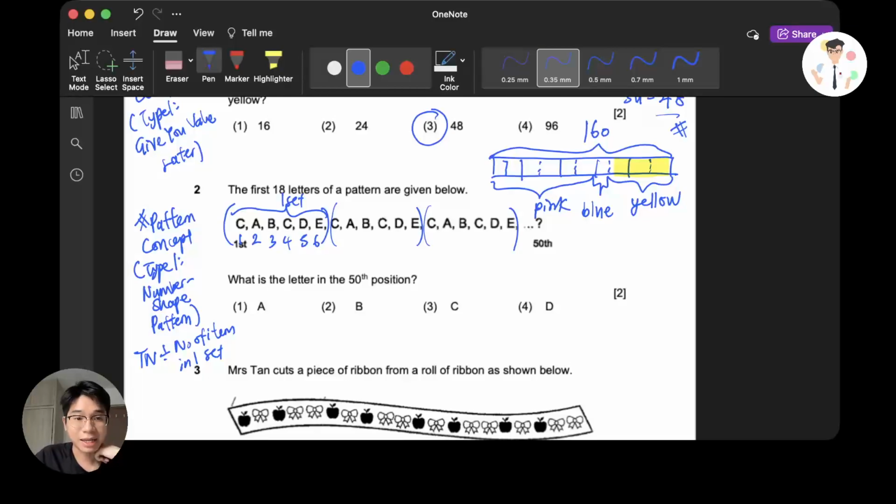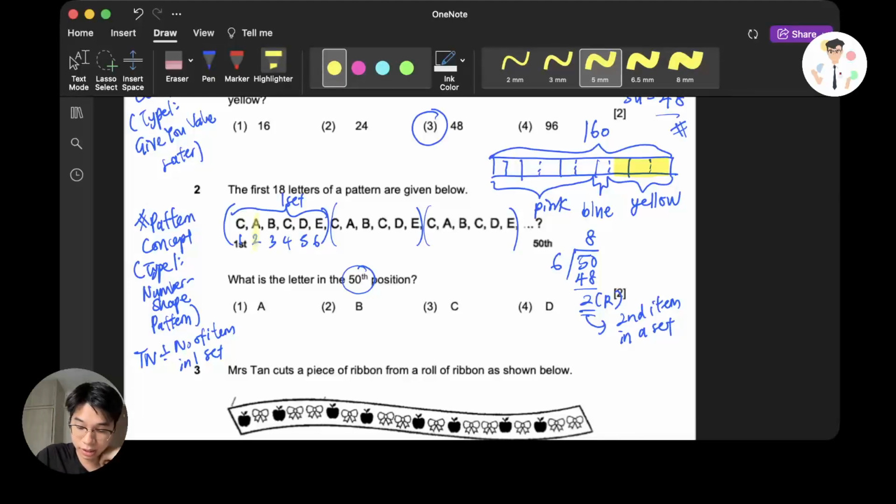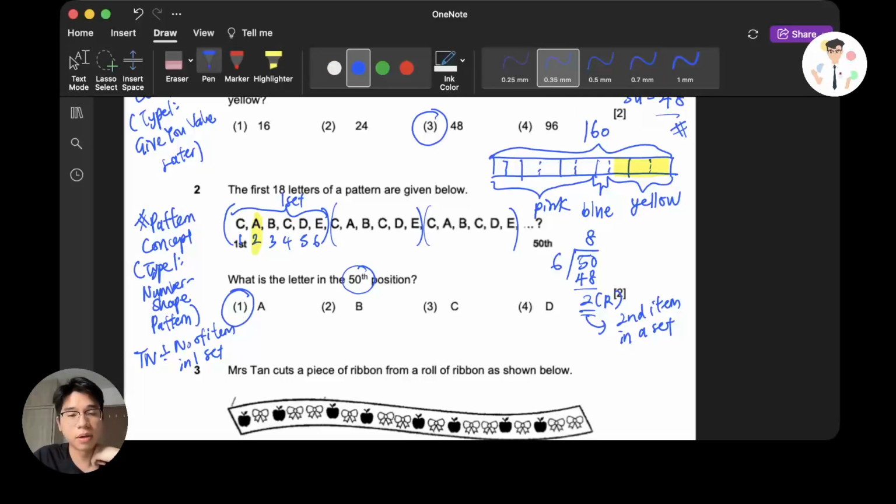So my targeted number is 50. And I'm supposed to use what? 50 divided by 6. Correct. So what times 6 is near to 50? I know it's 8 times 6, 48. And my remainder is 2. And what does this 2 actually tell me? This 2 tells me it is the second item in the set. What is my second item here? As you can see, it is A. That's why my answer is option number 1.